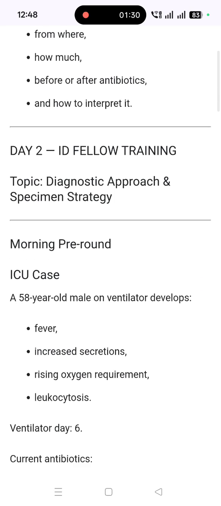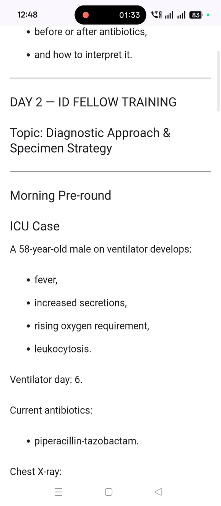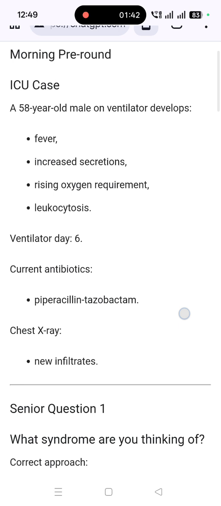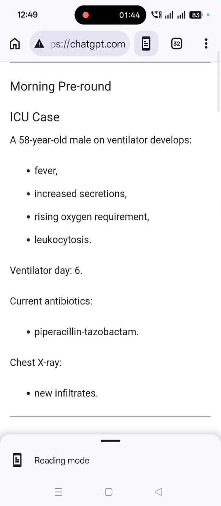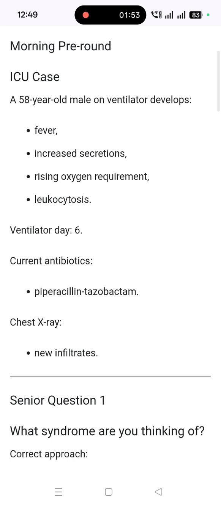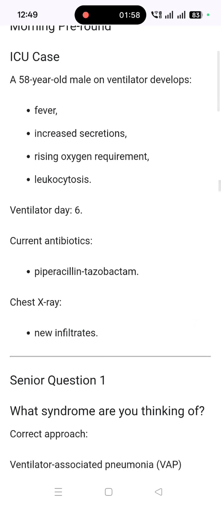So coming to day 2 of this training, the important part is the diagnostic approach and the specimen strategy. For the morning pre-round on the second day, there is a case. The case is a 58-year-old male on a ventilator who develops fever, increased secretion, rising oxygen requirement, and leukocytosis.